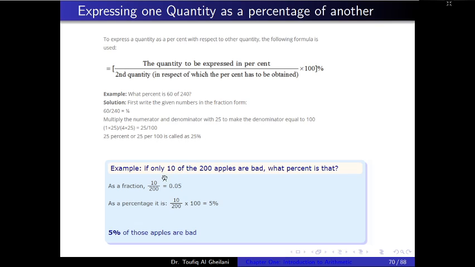Here is another example. If only 10 of the 200 apples are bad, what percent is that? As a fraction, 10 over 200, that equals 0.05. As a percentage, it is 10 over 200 times 100, that means 5, and we put the percent sign. So 5% of those apples are bad.